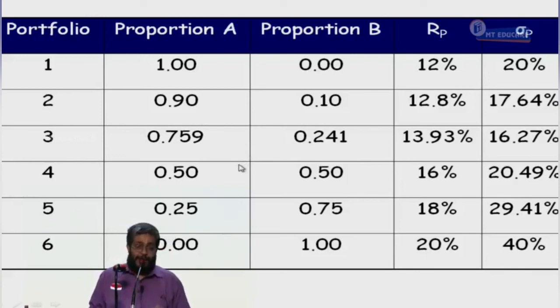Sigma B squared minus sigma A sigma B correlation of A and B, divided by sigma A squared plus sigma B squared minus 2 sigma A sigma B correlation of A and B. Yes or no? Now, the same we have to find out for the proportion of B also.